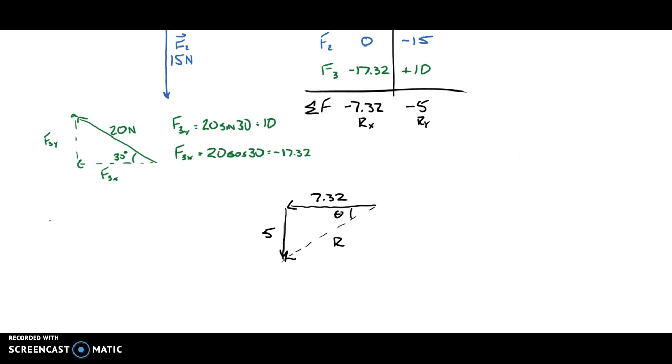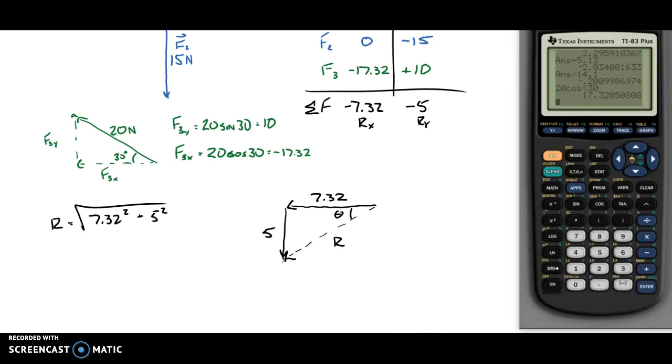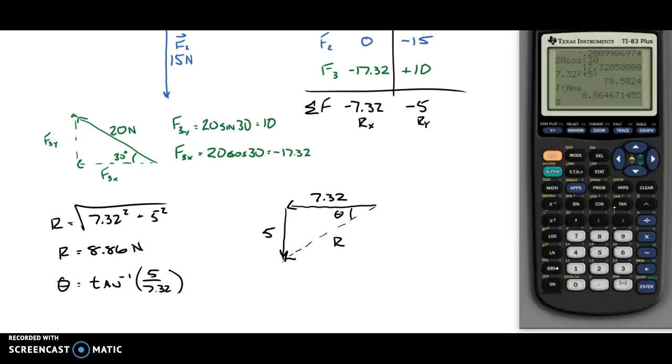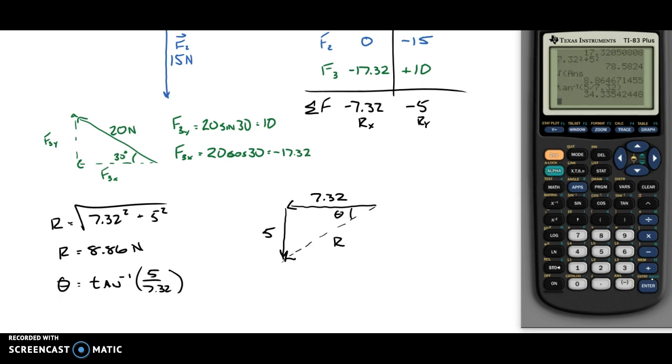And we can calculate R using the Pythagorean theorem. R would be the square root of 7.32 squared plus 5 squared. 7.32 squared. And then take the square root of that value. So R is 8.86, and that's in newtons. And we can get the angle theta, which would be the inverse tangent of the opposite leg, 5 over 7.32. Inverse tangent of 5 over 7.32, and that's 34.33.